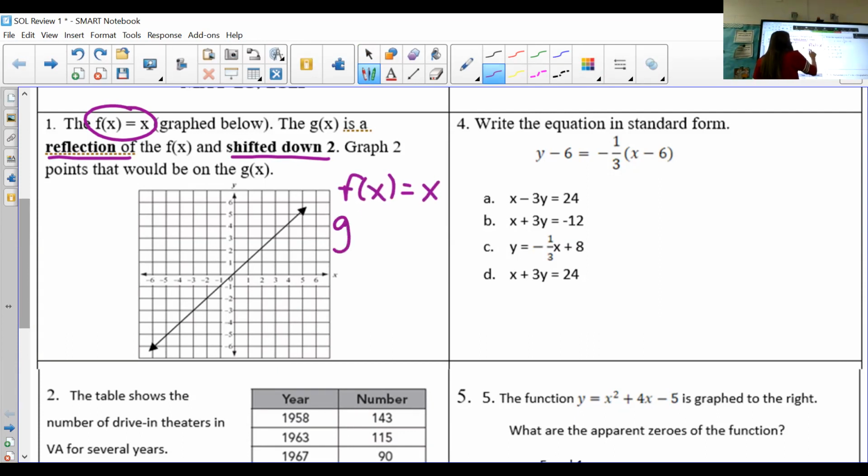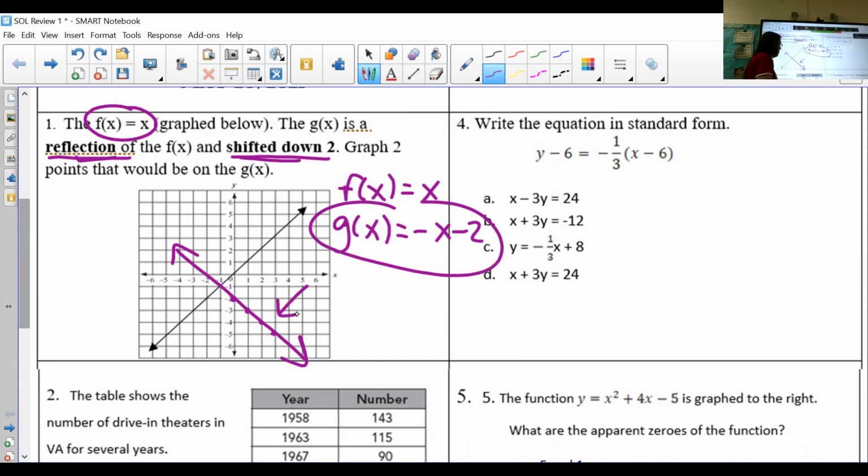And now I want to make g of x so that f of x has been reflected and shifted down 2. So in order to reflect it, I need to put a negative in front, and then shift it down 2. I'm going to put a -2 at the end. And then graph that. So start at your y-intercept, -2, and go down 1, right 1, down 1, right 1, and get as many points as you feel like you need to draw a straight line, even though it only asks for 2. So there's the equation, and there's the line right there.